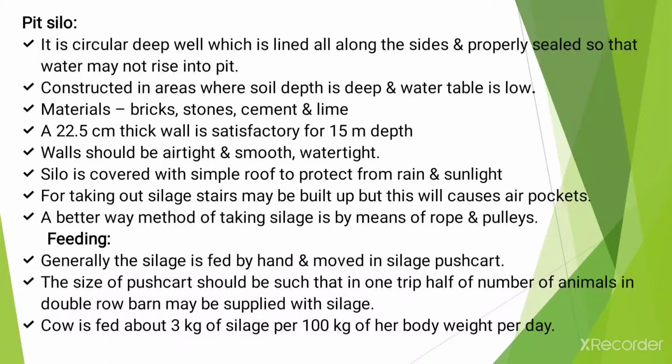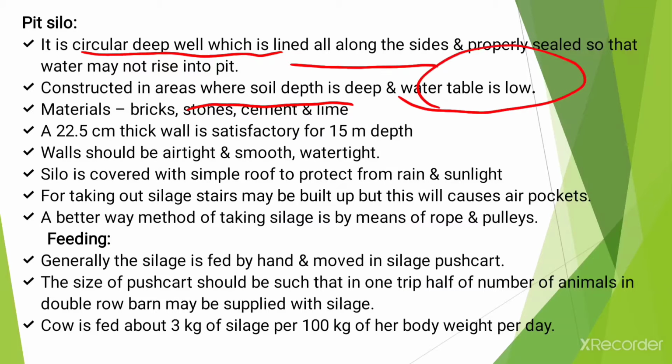Now the next type of silo is the pit silo. It is a circular deep well which is lined all along the sides and properly sealed so that water may not rise into the pit, and it is constructed in areas where the soil depth is deep and the water table is low. Materials used are bricks, stones, cement and lime, and a 22.5 centimeter thick wall is satisfactory for a 15 meter depth of silo.